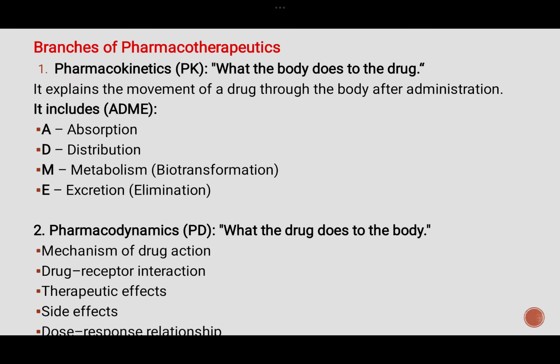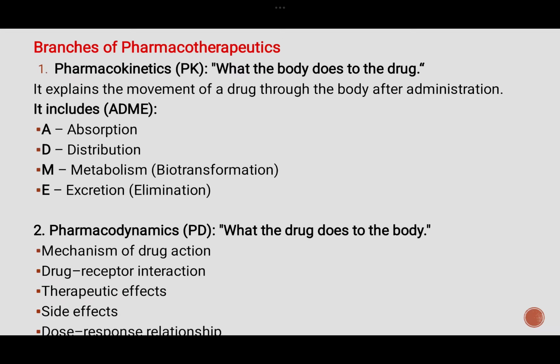Second one is drug receptor interaction. Many medicines work by attaching to special proteins called as receptors. You can imagine it like a lock and key model. Here medicine is the key and receptor is the lock. When the correct key fits into the correct lock, the medicine produces its effect. This is called as drug receptor interaction.